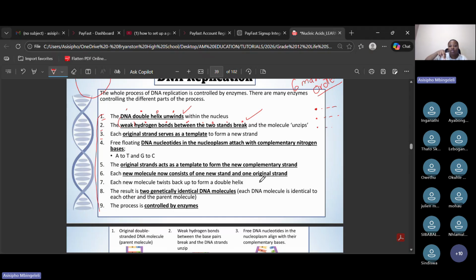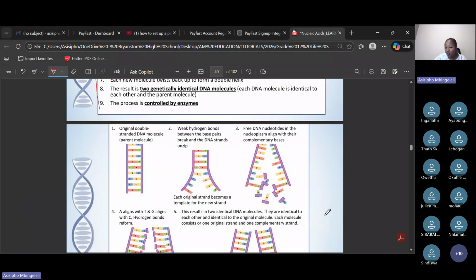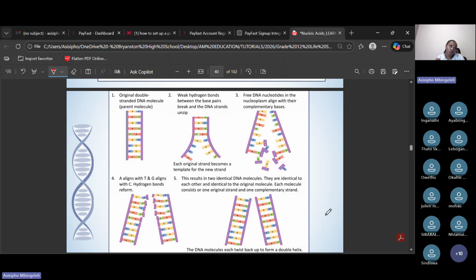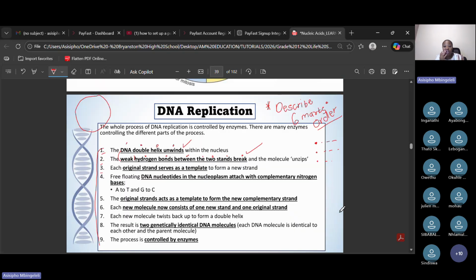Now, when the bonds break, what happens to the molecule? It actually unzips. So it will have this shape over here. So you can see, I think we've all worn a trouser or a jean or something like that. When you unzip it, you get that kind of a shape. So that's what happens. Now, this sometimes gets a mark and sometimes doesn't get a mark. So please also highlight it on your side. You can get a mark by just saying the molecule unzips.